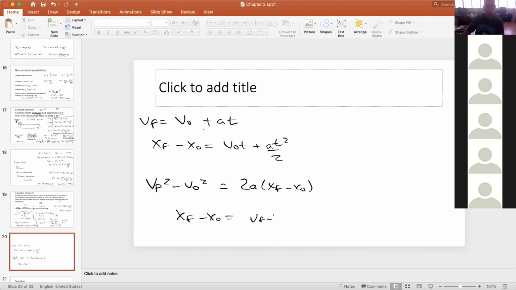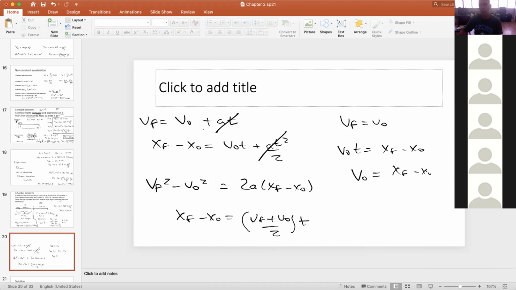Now, what happens when A is 0, when v is constant? Well, if A is 0, we get that V final is equal to V initial. If A is 0, we get that V naught T is equal to X final minus X initial, or V naught is X final minus X initial over T, which is another way of saying change of X over change of T, as it should be. Here, we get that V final squared is equal to V initial squared, which means that V final is equal to, if I take the square root of both, plus or minus V initial.